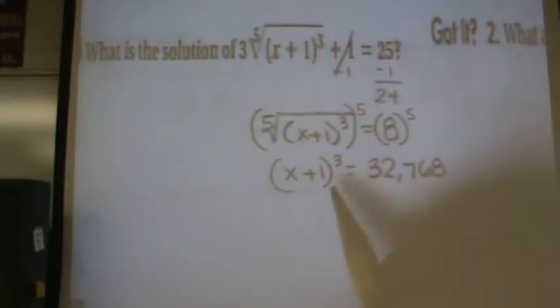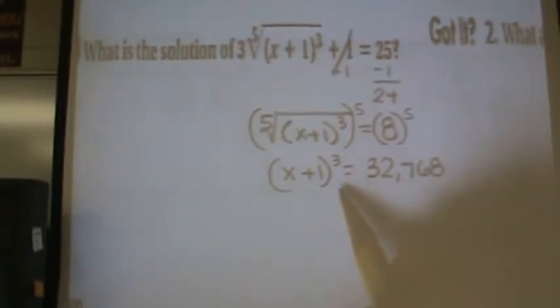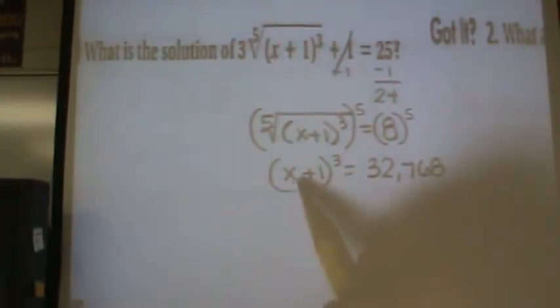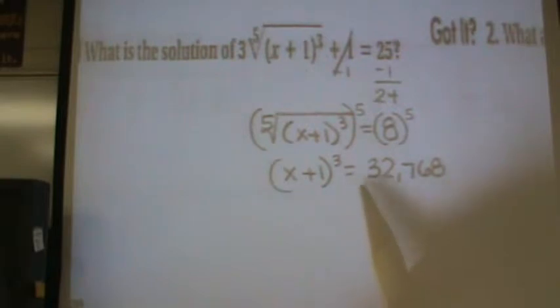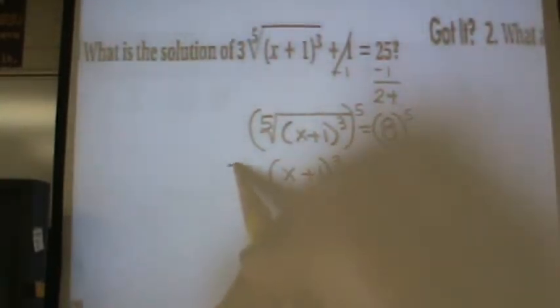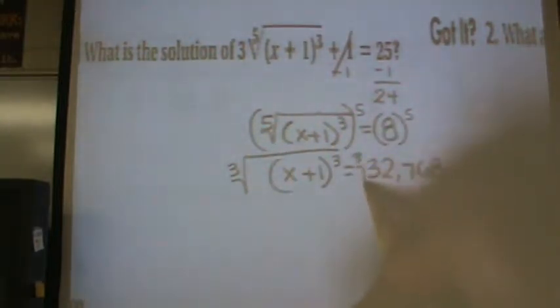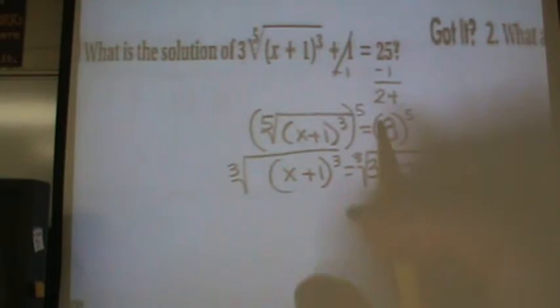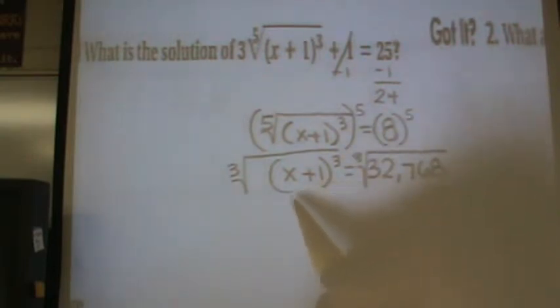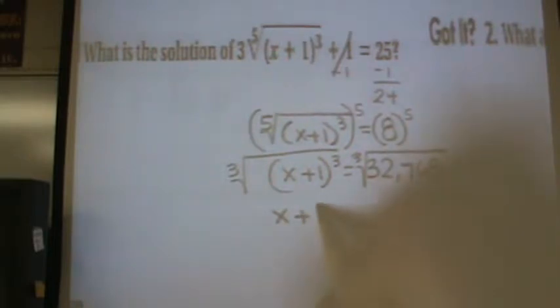Now, I've got 3 of these, and I only want one of them. I've got x plus 1, x plus 1, x plus 1. So what am I going to do to both sides? Cube root. Because I have 3 of them, I only want 1. I'm going to cube root both sides. Why? Because I don't want 3 quantities of x plus 1. I just want x plus 1.